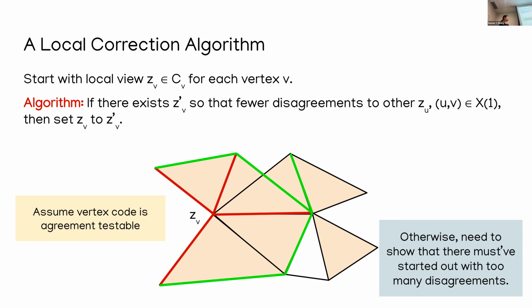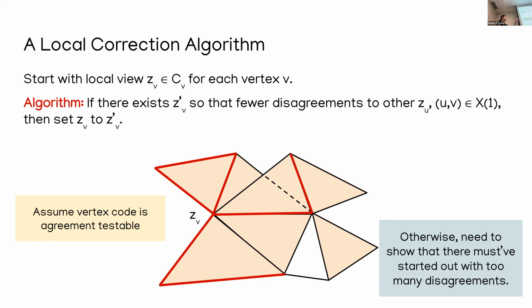And why does the agreement testability show you that you could have changed C_V? It's just the definition of agreement testability. Agreement testability says if there are few disagreements with all these yellow edges, then there is some global view, in this case just this vertex view, that explains all of them. Or like most of them. Oh, I see. That's the assumption. Okay, yeah, sure. We'll have to come back to this.